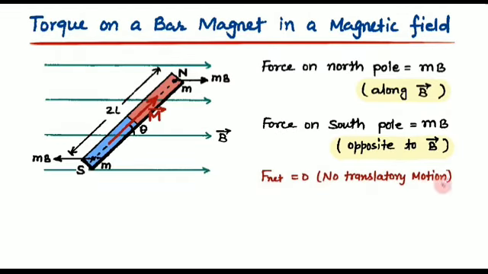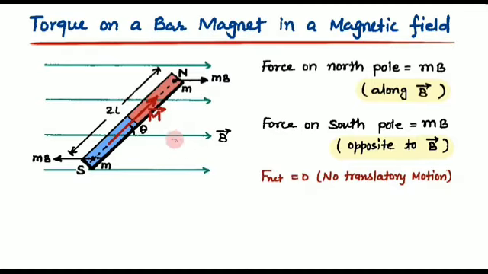So the net force is equal to 0, as we know, in translatory motion. Now the moment of force, or torque, experienced by the north and south poles about point O, where O means the center point.